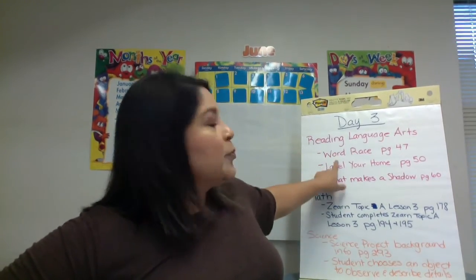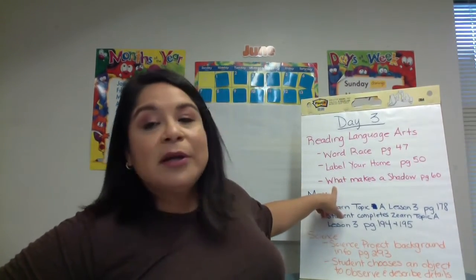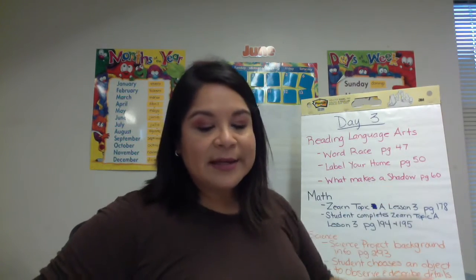That's all you would do: label your house, and then you can switch it up, maybe start with only a few and then start adding more, taking some down. It's at your discretion. Okay, so that was word race and label your home. Now we're going to go to the story for today. The story for today is called What Makes a Shadow, and it's on page 60 of your binder.